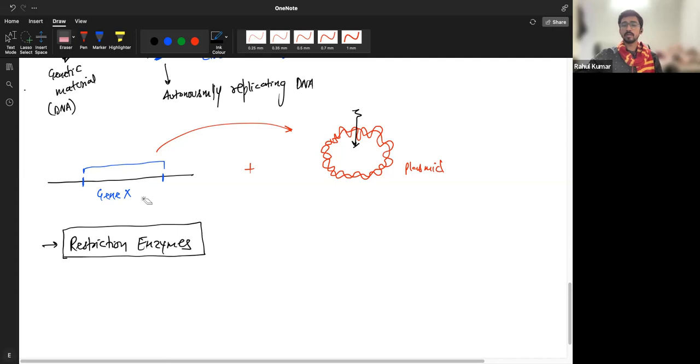How many nicks do we want to create to take out the gene X from wherever it is in the genome? One. Okay. So if I create one nick, let's say I cut here, is my gene X free? It is free from this part, but this part is still there, no? So I need to make two cuts, correct? So that only the gene X that I am interested in is free, and now I can put it into this.